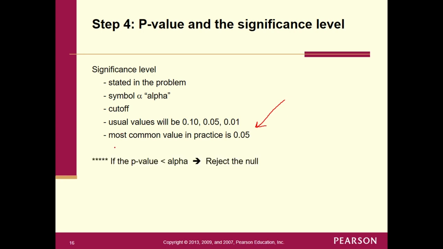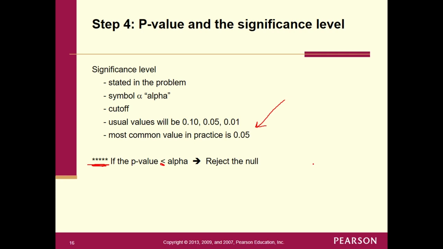Notice here I put 5 stars. You gotta know this. Just like that last concept, this goes along with it. If the p-value, and I should put a less than or equal to sign here, is less than or equal to alpha, you're going to go ahead and reject the null hypothesis.